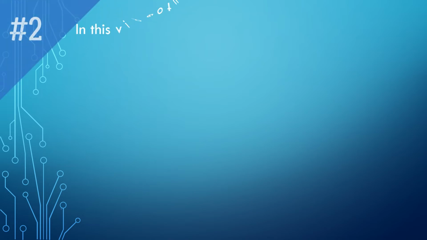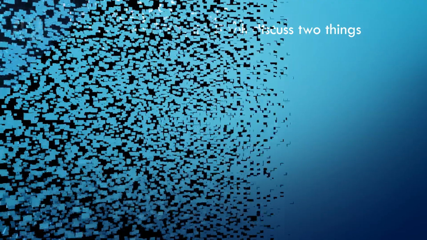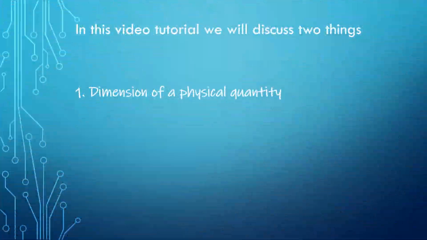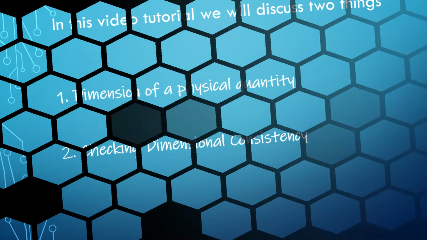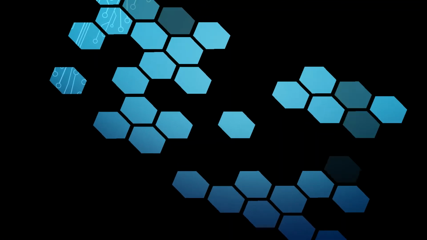Welcome to STEM Professionals. In this video, we'll discuss two important things. The first one, dimension of a physical quantity. The next one is checking dimensional consistency. So let's start with the video.